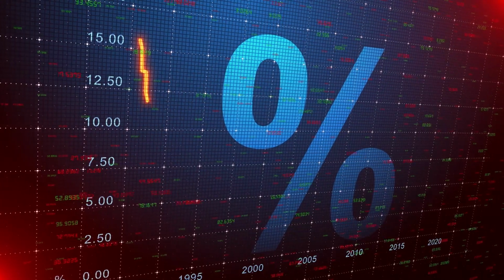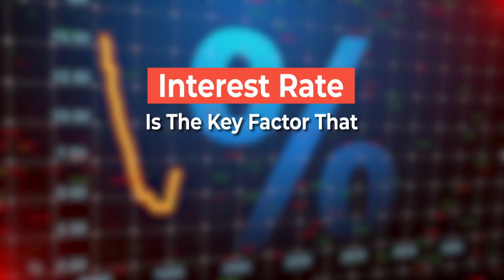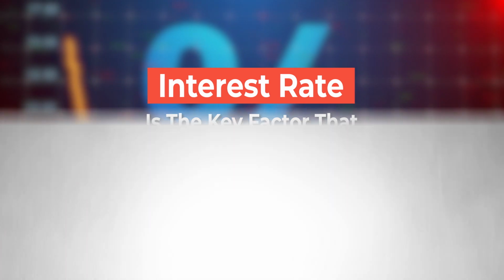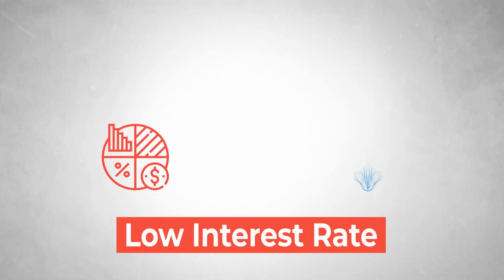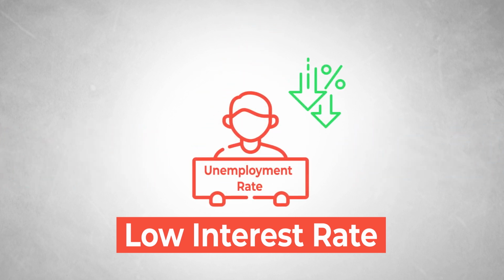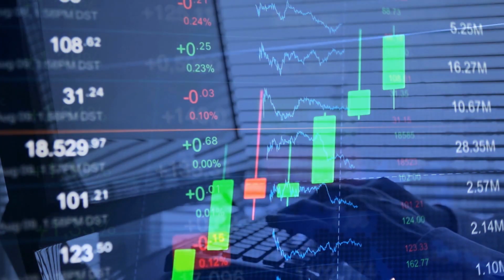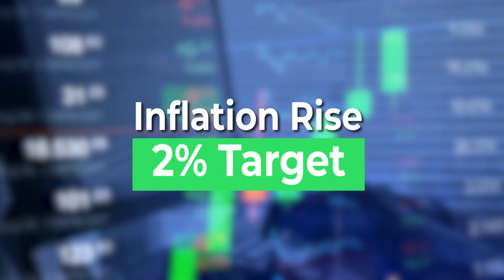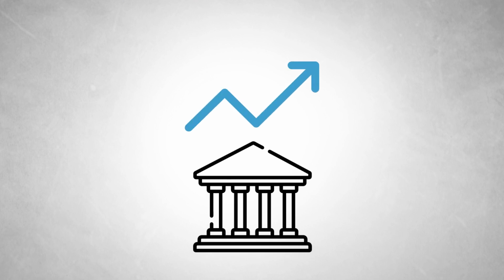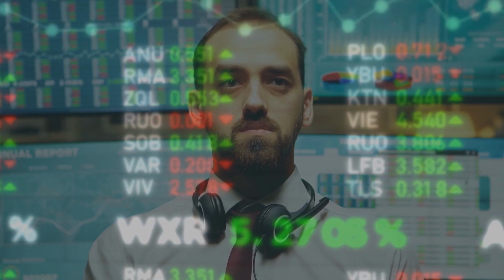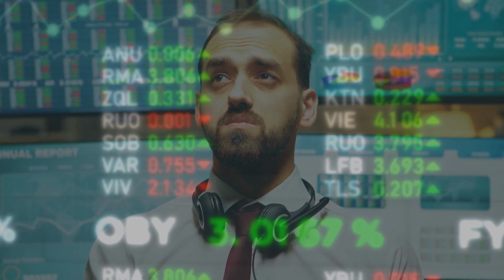inflation. As discussed earlier, the interest rate is the key factor that determines whether or not a commercial bank is capable of lending out money. A low interest rate encourages investment and spending, which shows that the economy is doing well and makes unemployment rates go down. But it also has cons. You see, when the economy performs well in an extremely tight labor market, inflation is very likely to rise above the 2% target. This means central banks will have to increase interest rates to slow down lending and help loosen the labor market. So, wages and prices of the products will stop increasing.